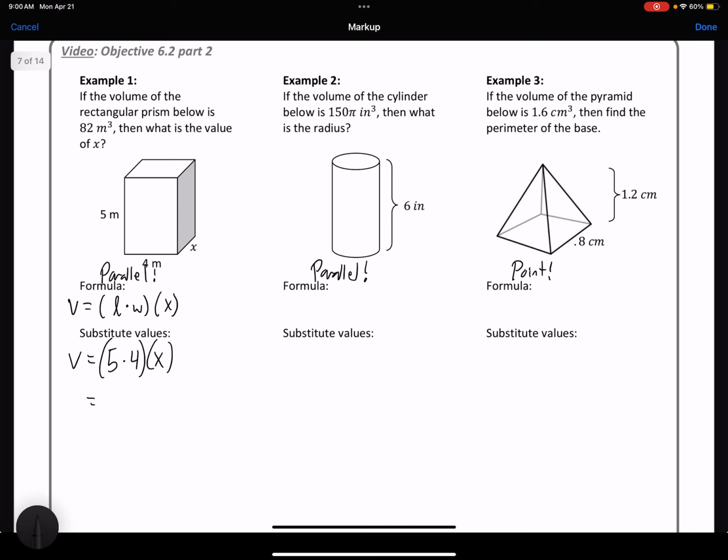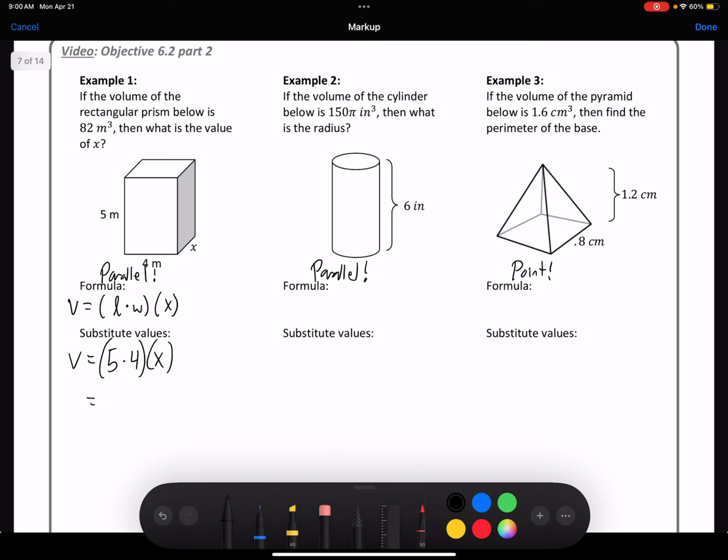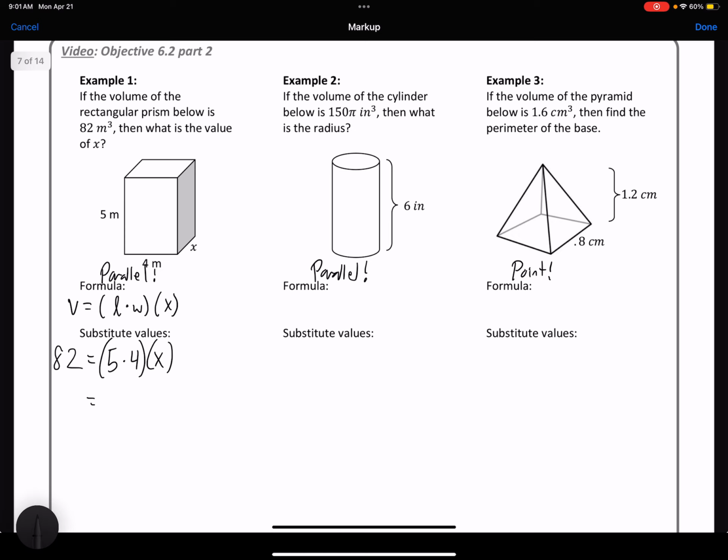Now the volume is the particular number that we know, which is actually 82. So instead of writing v, we can just write 82, because we know the volume of the prism is 82. All right, so 82 is 5 times 4 times x, so 82 equals 20x. Divide both sides by 20. And we get that x is 82 divided by 20, which is 8.2 divided by 2, or 4.1.